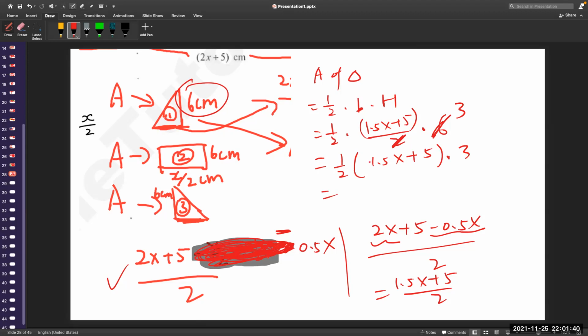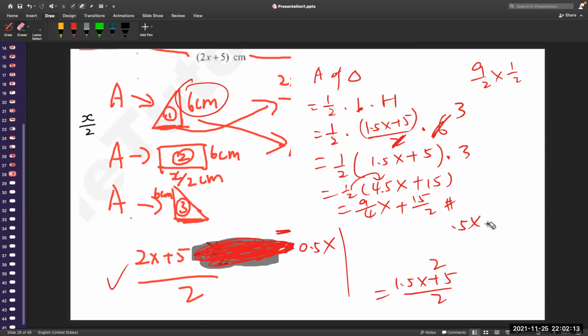So it's 3 times 1.5x, you get 4.5x. 3 times 5, you get 15. And then you half it, so you get 4.5x divided by 2. So 9 over 2 is 4.5. You should get 9 over 4x. You need to use your calculator. Don't use mental. So you should end up with this for the area of the triangle. Make use of the calculator so you don't have to use your brain power so much. So this is the area for the first triangle.